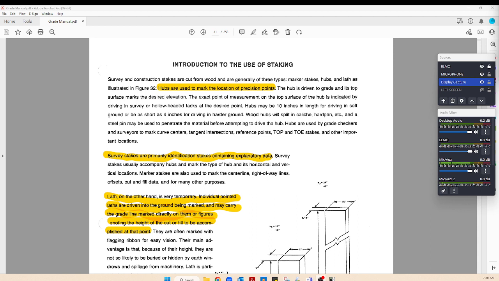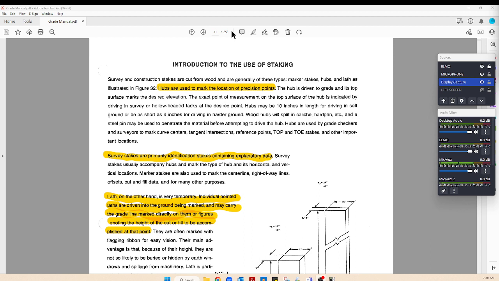So you're looking at your screen there. As you can see up here, it's quite an extensive manual. It's got 256 pages, and it's all about grade setting. It's put out by the Operating Engineers Union, and I like it. It's simple. It's old school, but you know, nothing has changed since the pyramids.